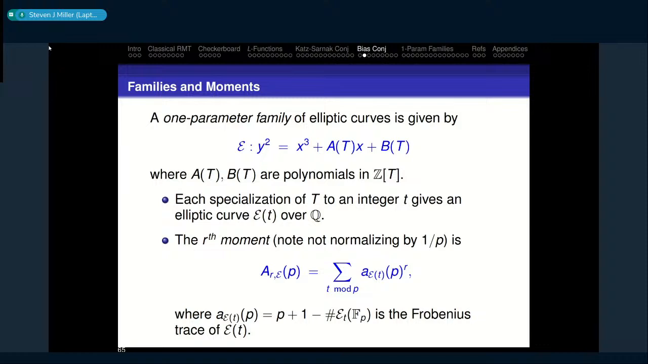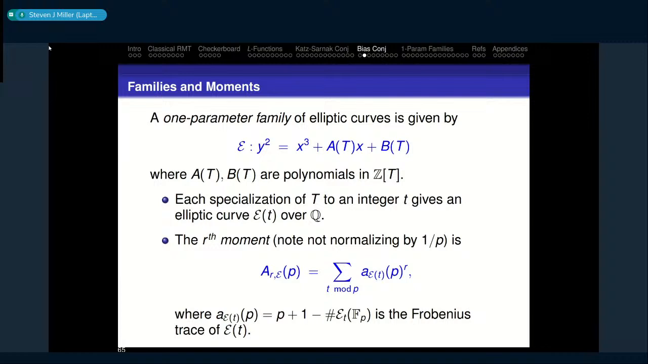And so it has not yet been disproved. I would love to see either a proof, a disproof, or some more non-trivial examples. So what is it? Let's take a one-parameter family of elliptic curves. I give you two polynomials, A of T and B of T, with integer coefficients. And for each specialization of capital T to an integer, I get an elliptic curve.